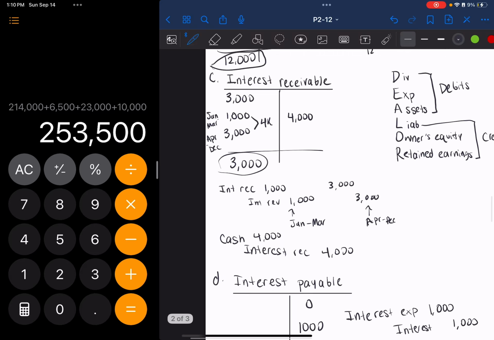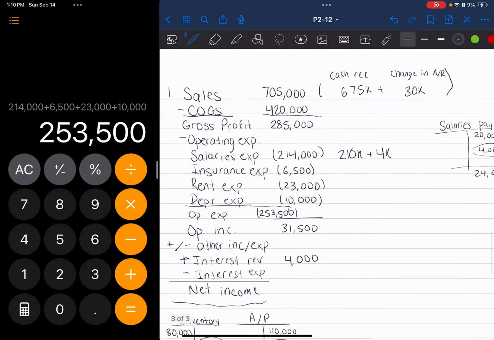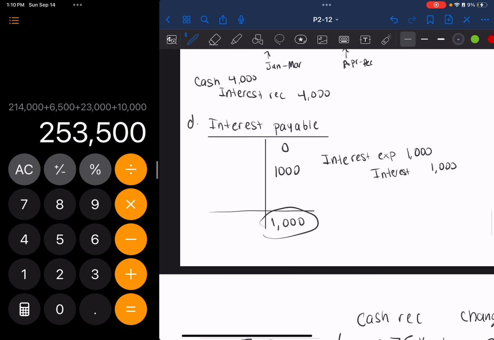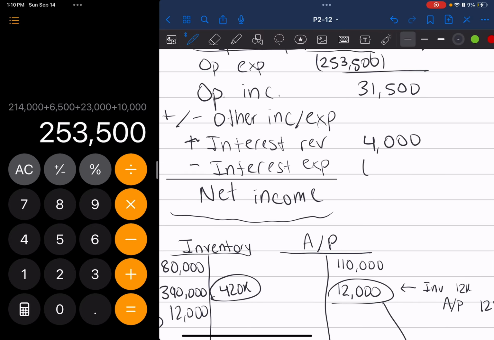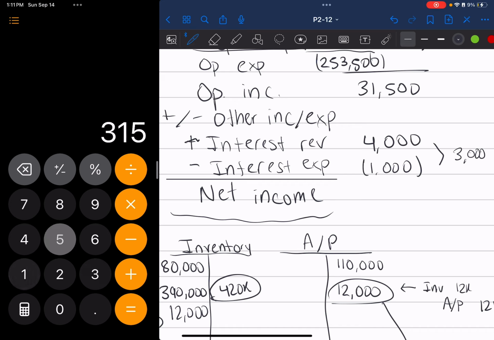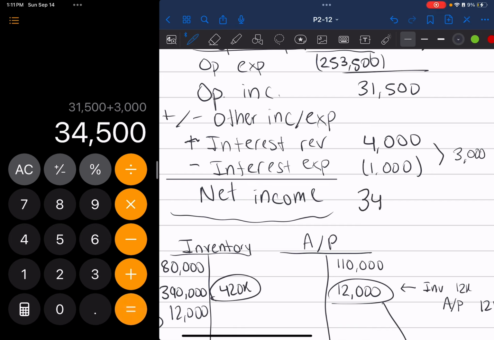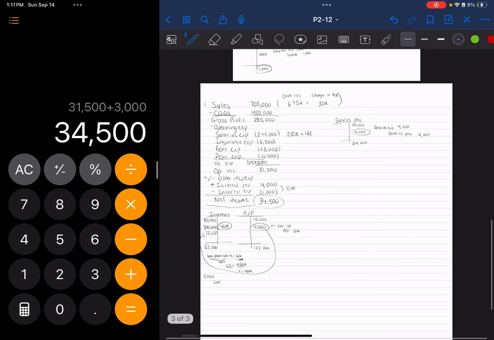And then, where was I? Oh yeah, interest expense is basically just 1,000 like we determined up here. And so let's subtract that. So basically the other income and expenses would just be 3,000 netted out. So 31,500 plus 3,000 gives you net income of 34,500. So that is the answer for part 1.